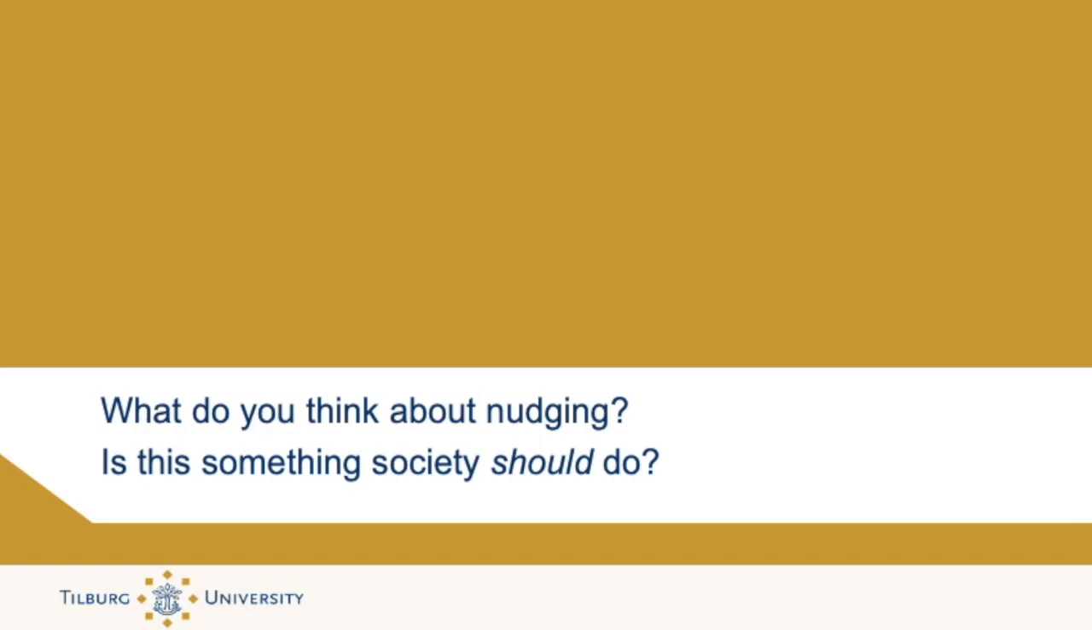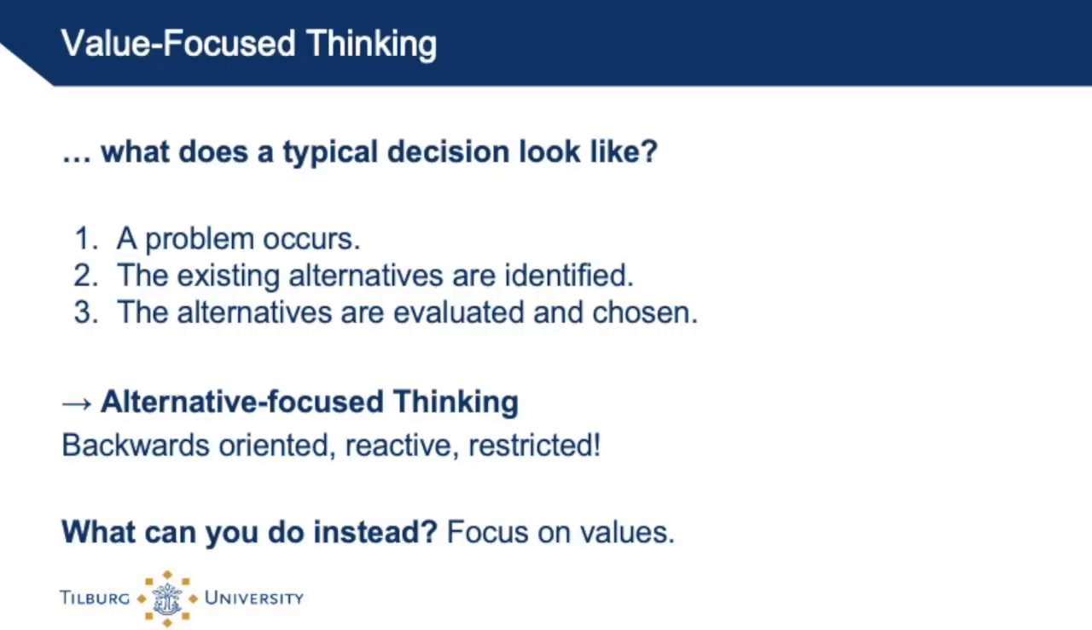Okay, enough nudging for now. And let's look at another way how we can get people to make better choices. So here I want to introduce you to the idea of value-focused thinking. So this is an alternative, basically a very different approach to getting people to make better choices, to getting people to make less bad decisions, if you will. And this is what nudging set out to do, right? Nudging wants to help people make better choices, and value-focused thinking wants to do that too. But it does it in a different way.